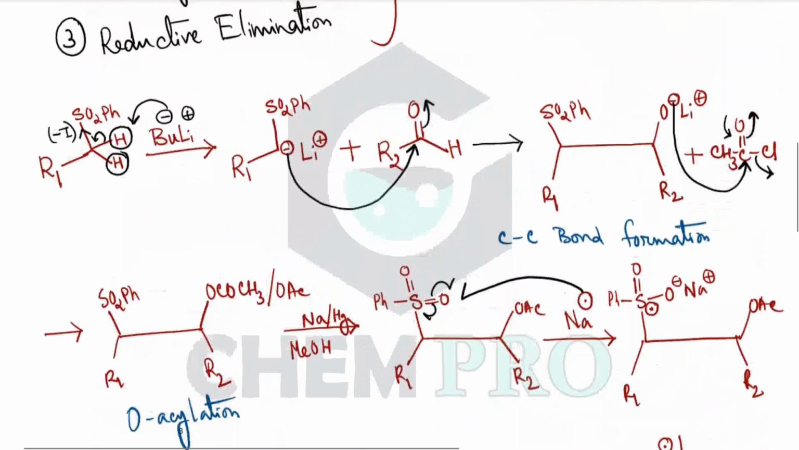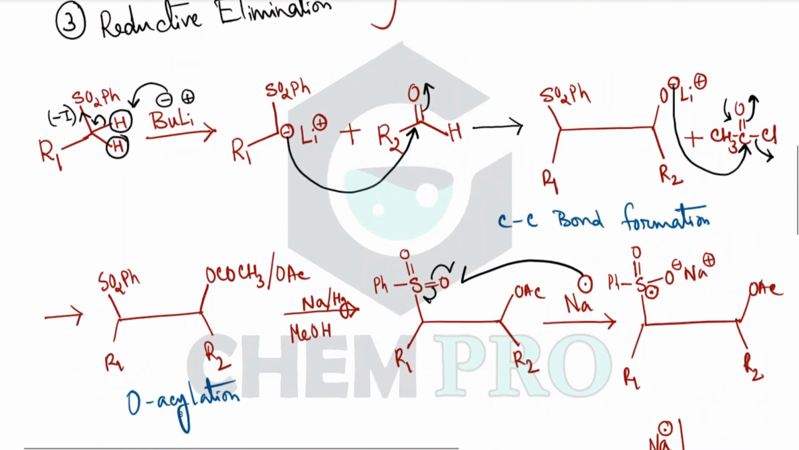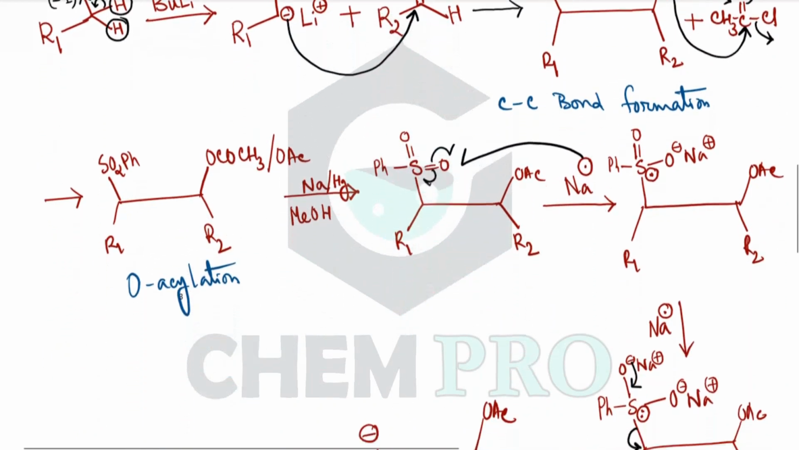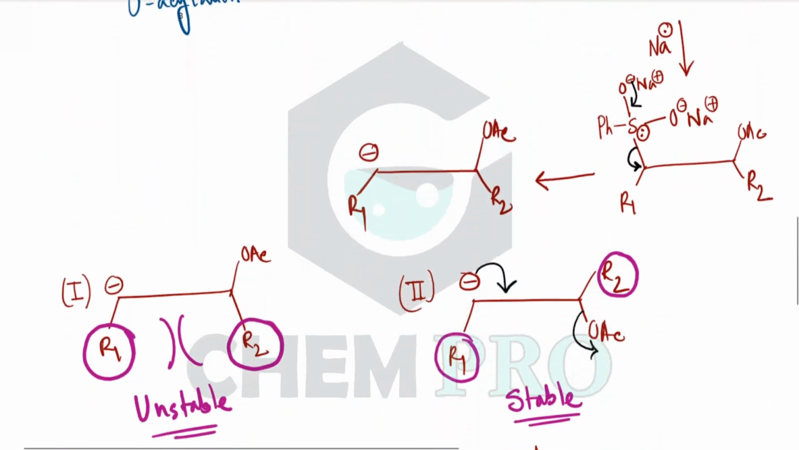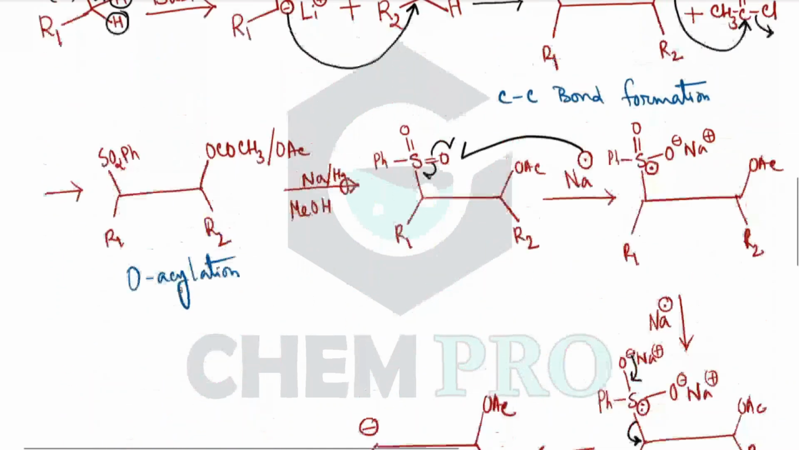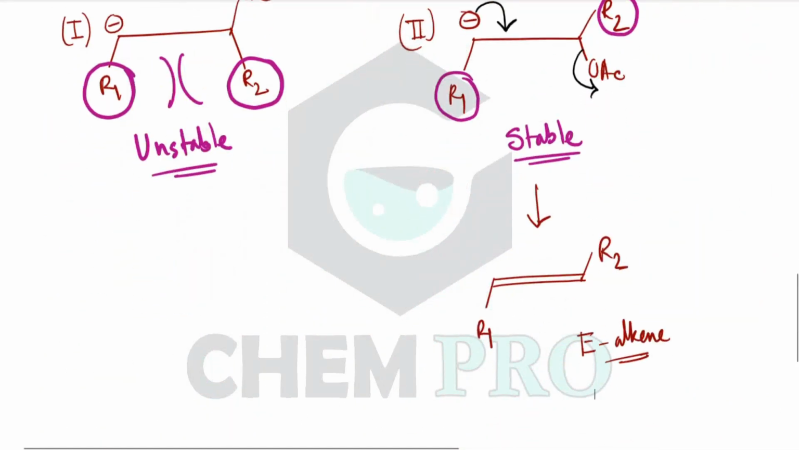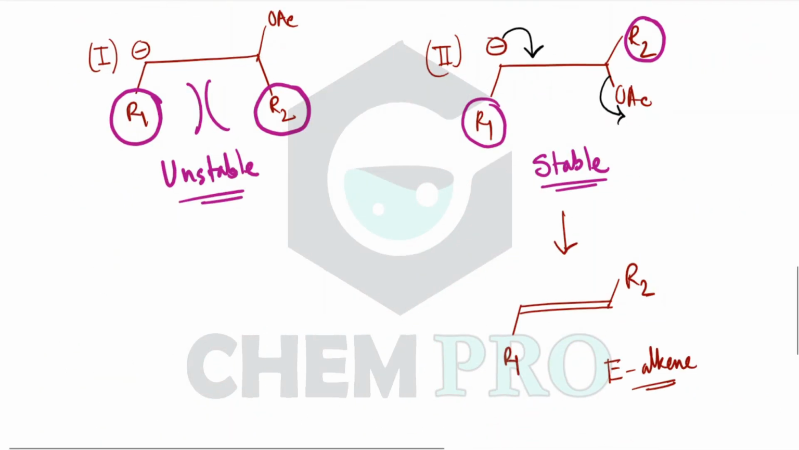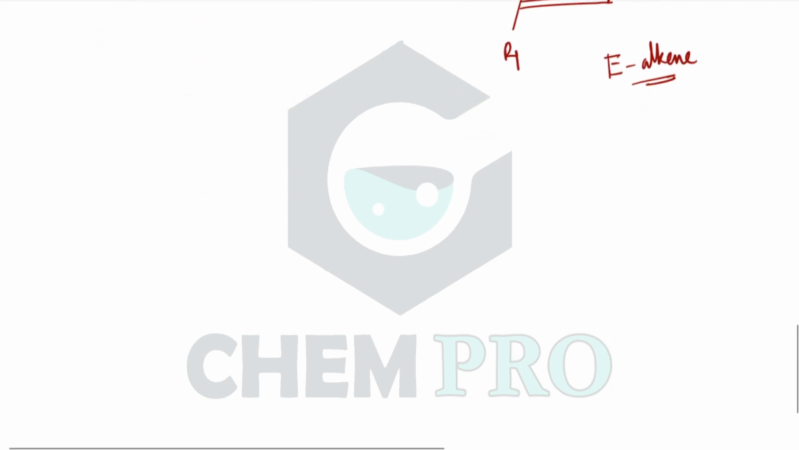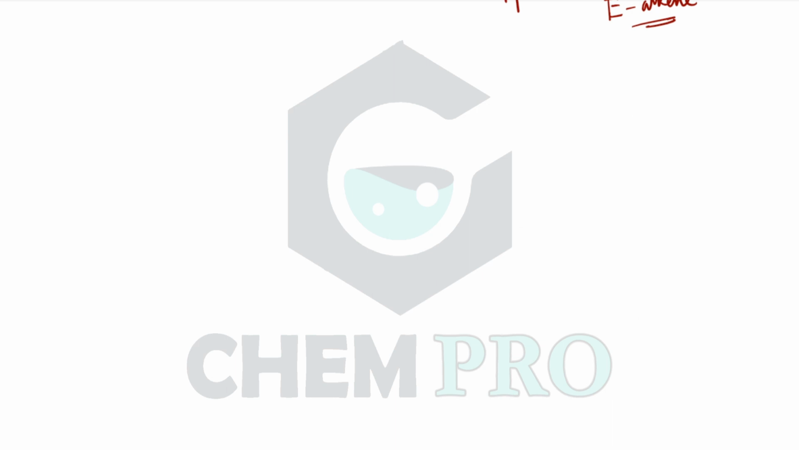Okay, at first the CC bond formation, then the second step is O-acylation, and the last step is what? The reductive elimination with the sodium amalgam. This reaction has several advantages, but along with that it has a big disadvantage.